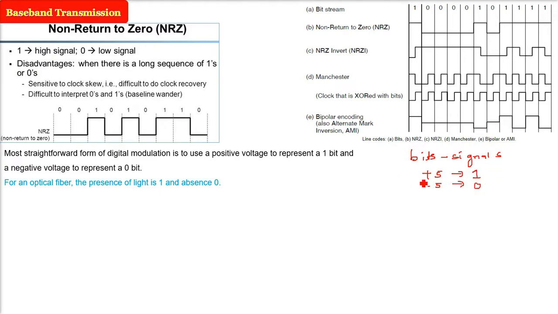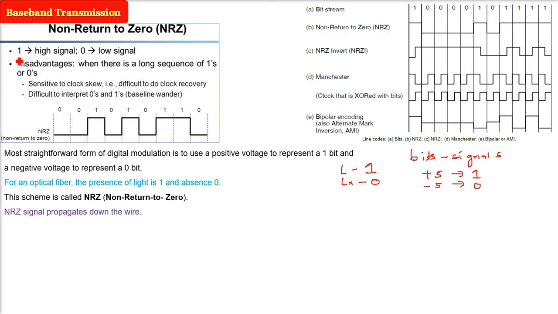But when you talk about the optical fiber, how do we change it? How do we decipher it? You can say that the presence of light can be regarded as 1 and the absence of light can be regarded as a 0. So this scheme is nothing but NRZ, or non-return to 0. The scheme is called non-return to 0.